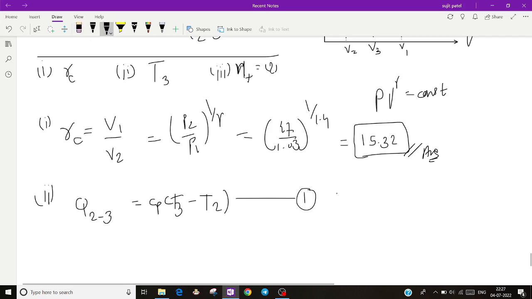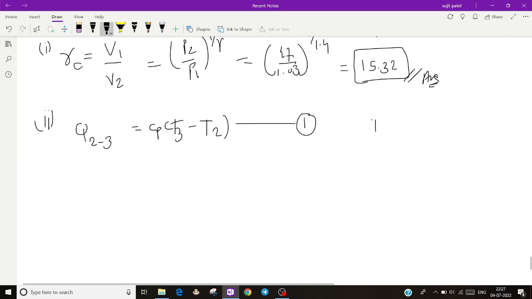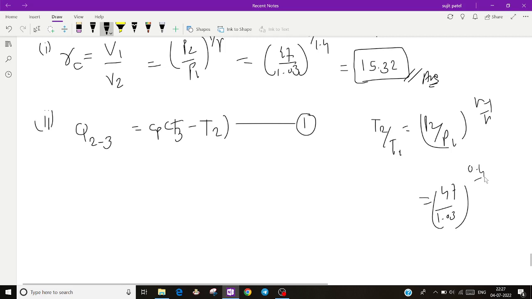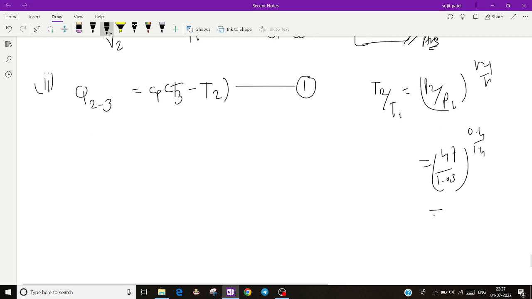Now how can we find T2? We know that 1 to 2 is an adiabatic process, so T2 by T1 is equal to P2 by P1 to the power gamma minus 1 upon gamma. So P2 is 47 divided by 1.03, to the power 0.4 divided by 1.4. This value comes out to be, and we have the T1 value, that is 300 Kelvin.